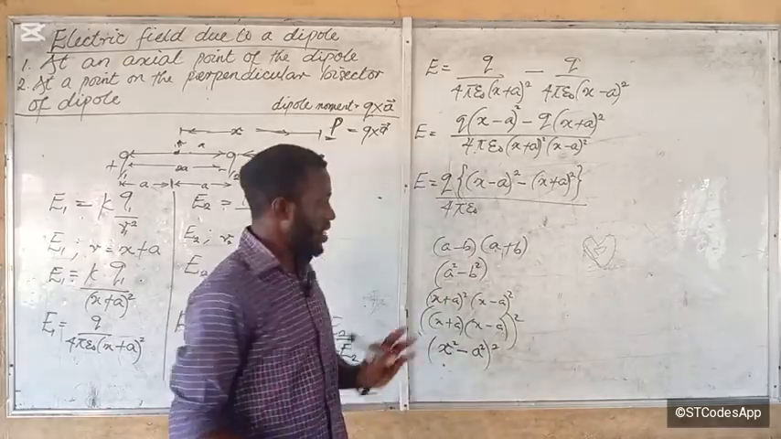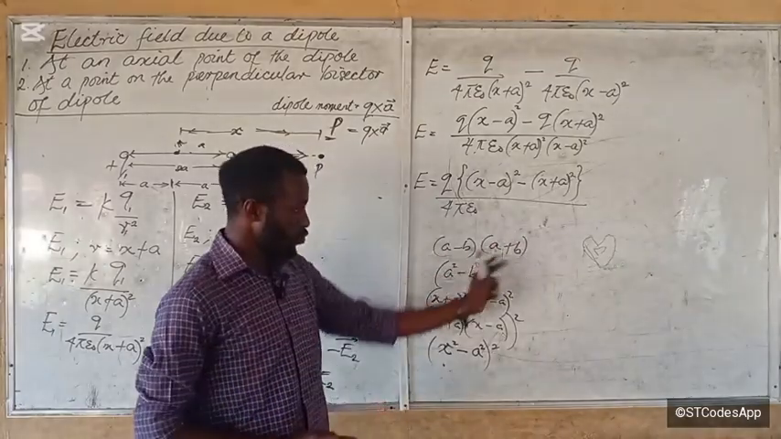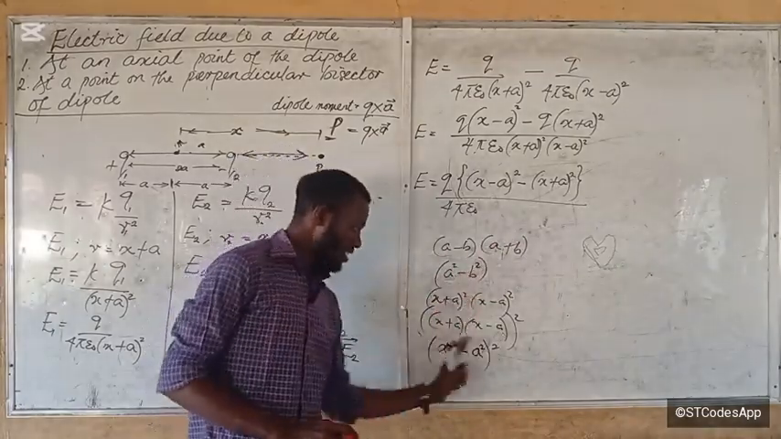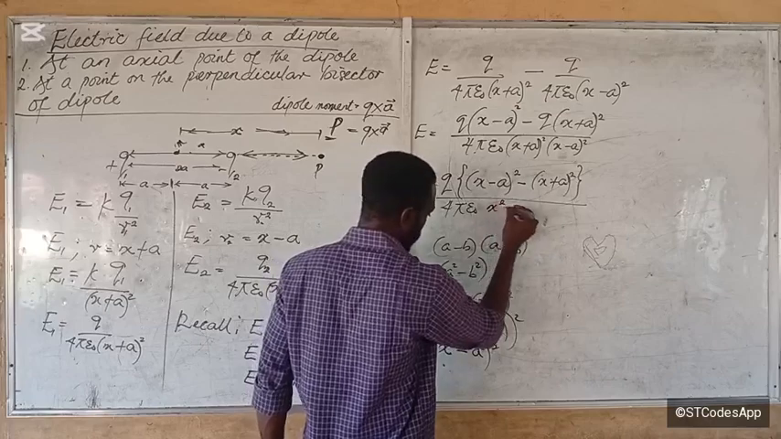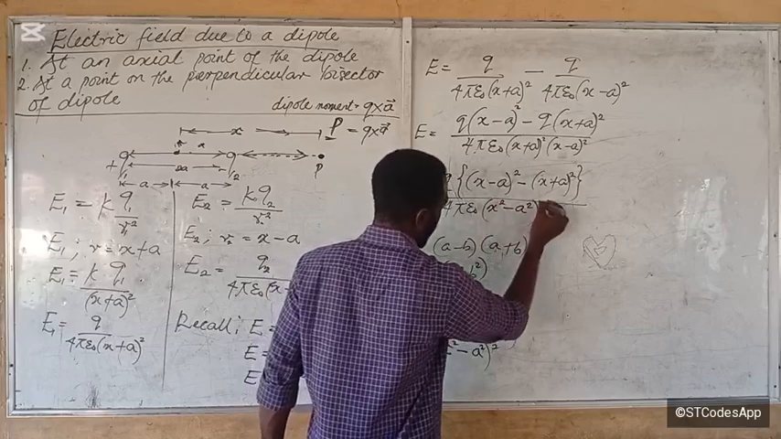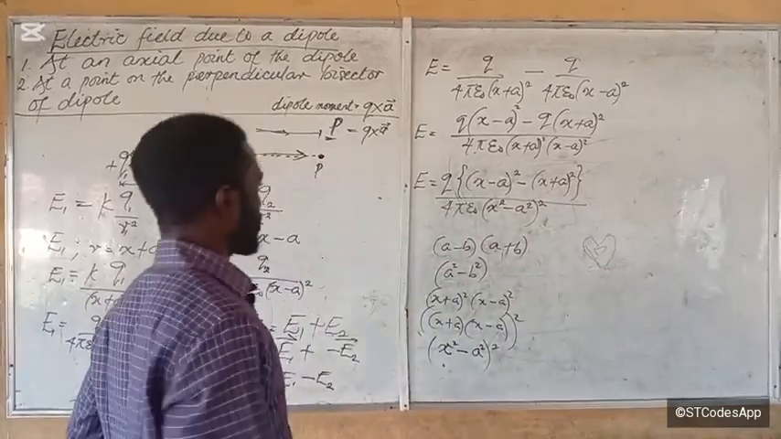Do you agree with this? If you don't understand, rewind to what I said here. Very simply, a difference of two squares turned to this. So we converted this to this so that we have a difference of two squares, all squared. So we have x squared minus a squared, all squared. Does that make sense? Thank you.